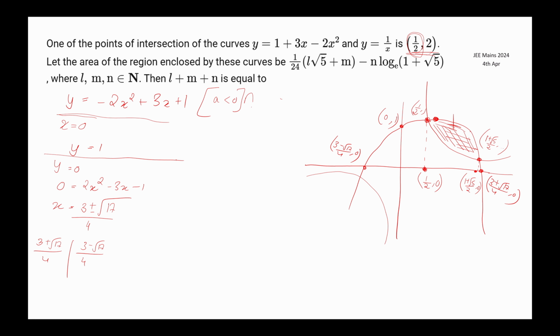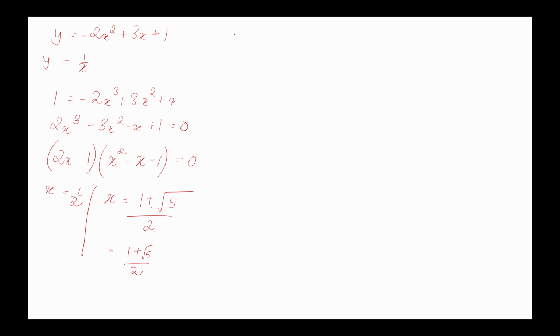So again, our upper function is our quadratic equation and our lower function is our hyperbola. So let us do that. Our integration, our limit goes from half to 1 plus root 5 by 2, and our upper function is this one. So this becomes 2x square plus 3x plus 1 minus 1 by x dx.